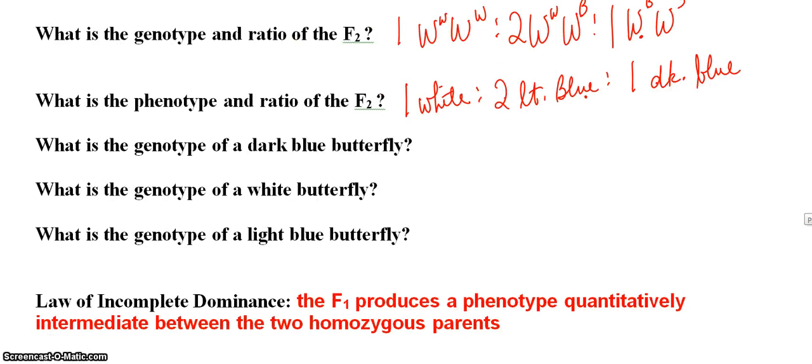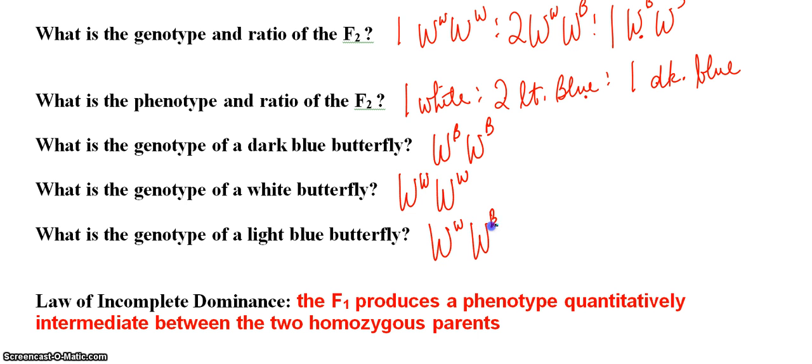Okay, so now quick review. What's the genotype of a dark blue butterfly? Hopefully you said WB, WB. A white butterfly? Hopefully you thought WW, WW. And a light blue butterfly? WW, WB. Got all those right?